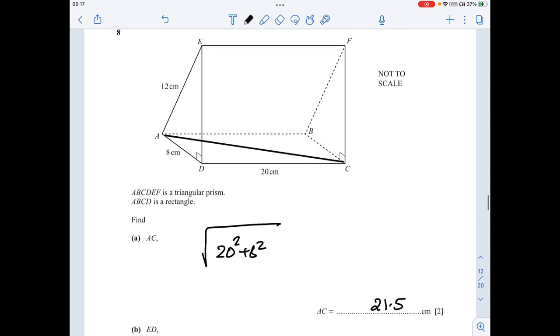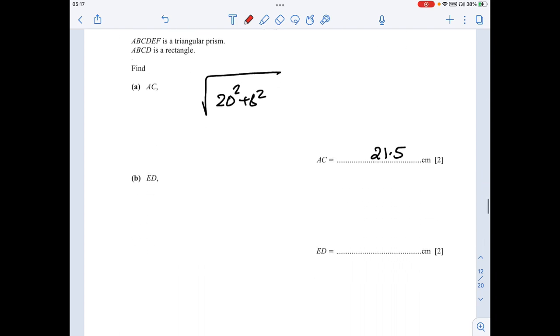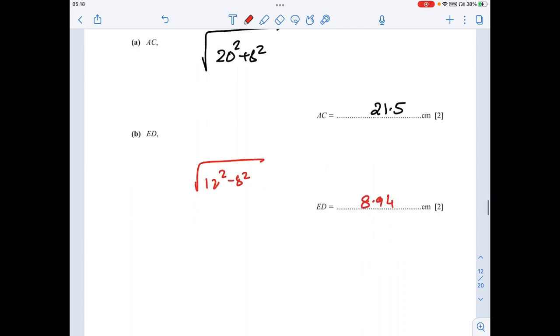Find ED. He is asking us to find ED. So this is a right angle triangle over here. Hypotenuse is 12. So ED will be square root of 12 square minus 8 square, which is 8.94.